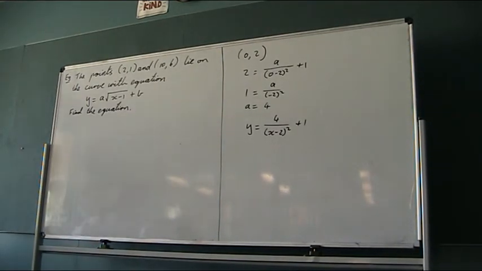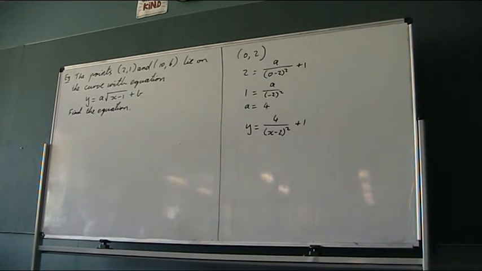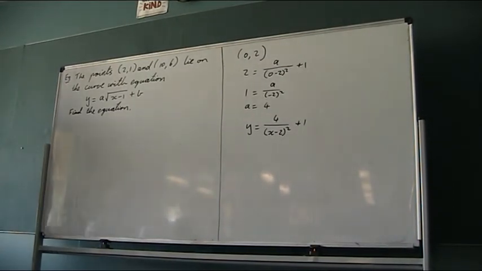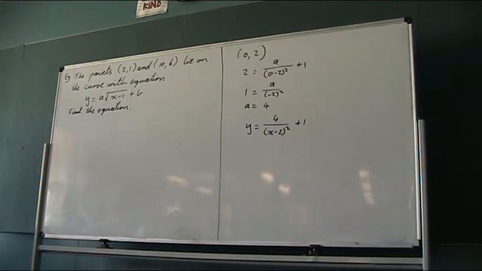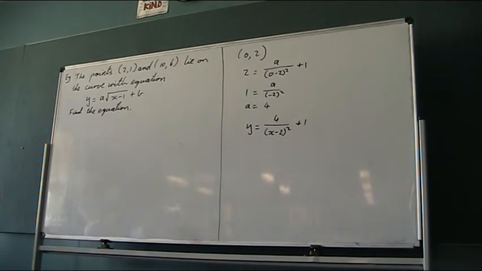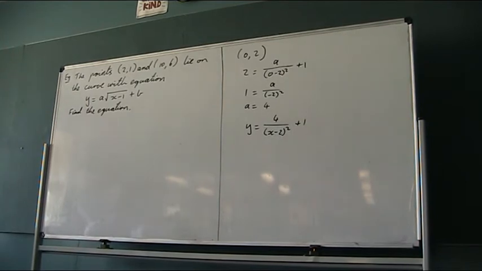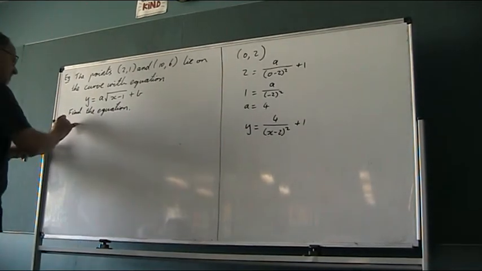Alright, this time we're given an equation, and we're told there's a couple of points that lie on that line with that equation. So in this case, what's the strategy we're going to use? We've got a couple of points, we've got an equation. Substitute, of course. So let's have a look.